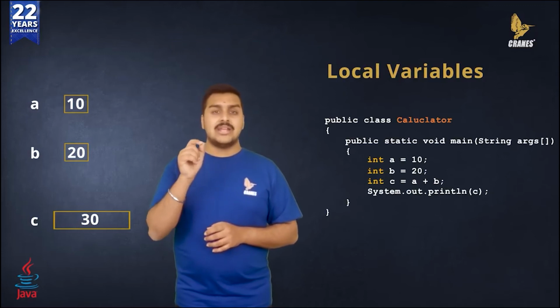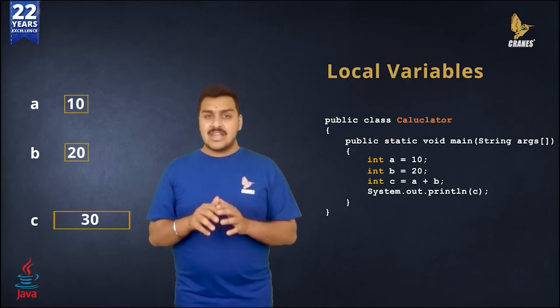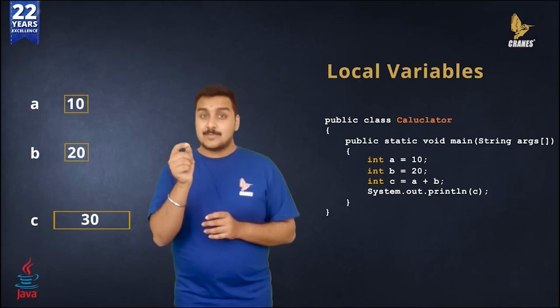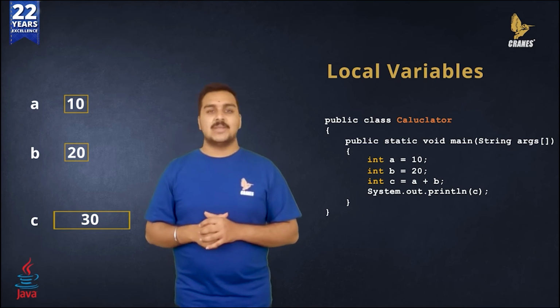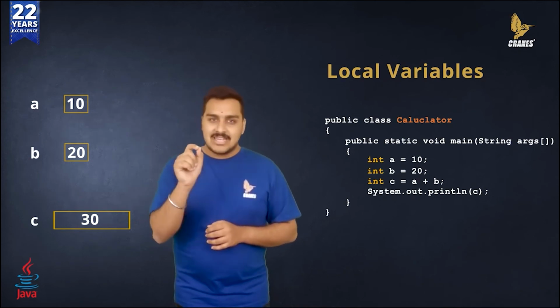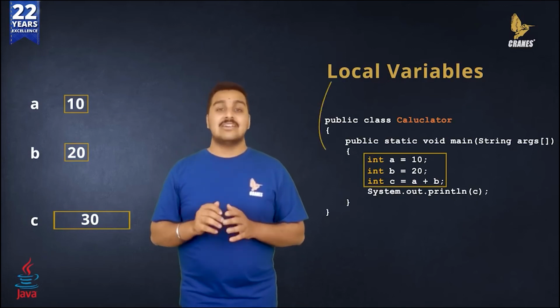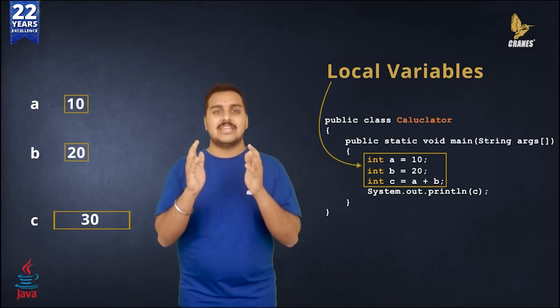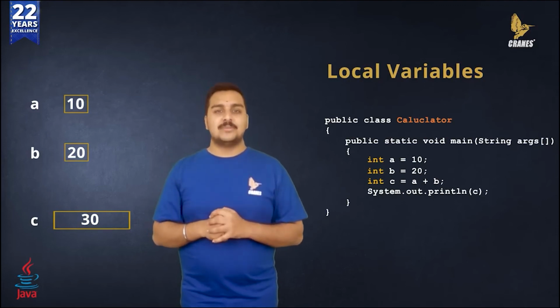Now, since I am creating three variables A, B and C here, where are A, B and C present? They are present inside your function. Which function? The main function. Any variable which is present inside a function, what do we call it? We call it the local variable. It is going to be local to that particular function.